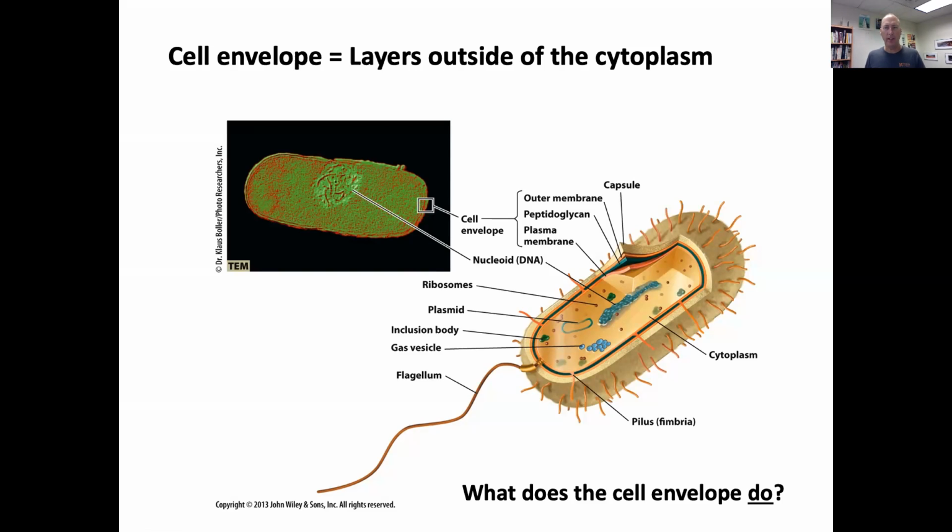We're now in week 2 of Bio 113, and we are still talking about the structure of bacterial cells. And today we are going to talk about the cell envelope, the outer layers of the cell.